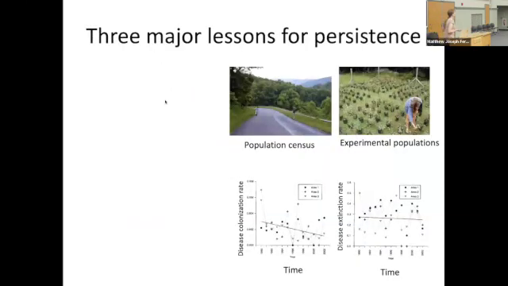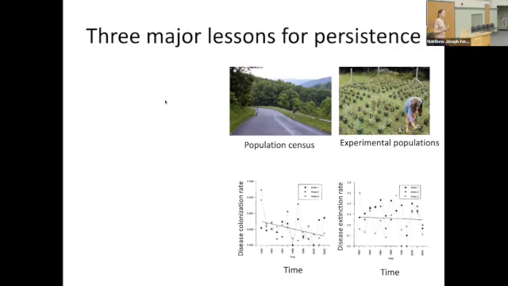So I think I sort of drew three major lessons about persistence out of this early work that Janis and Helen and colleagues were doing up at Mountain Lake. And they did this work through a combination of sort of classic population census, where you actually go to nature and see what's happening, and experimental populations, where you collect genotypes from nature, put them into cages, and allow transmission to occur so you can really see what's happening.